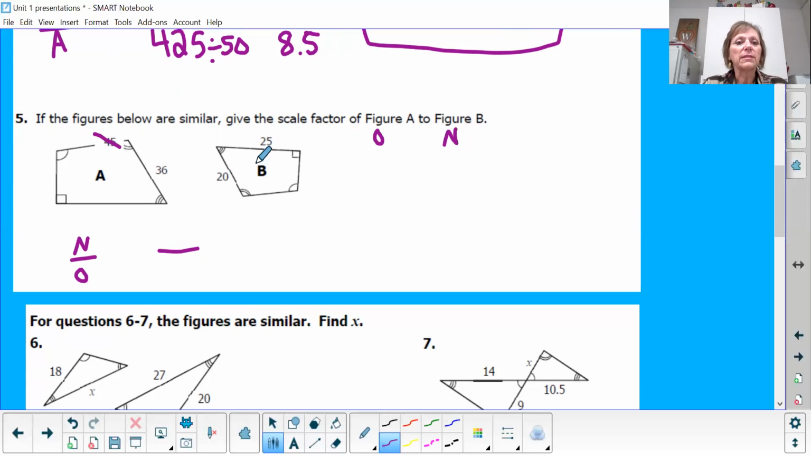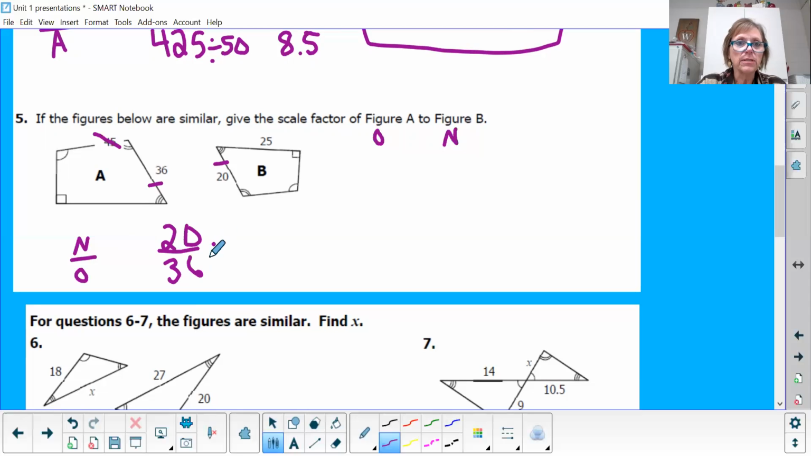Okay, so let's look at this. From 2 to 3, hang on, let me get on my glasses. It's hard to see for me. Okay, from 2 to 3 is 36, and over here from 2 to 3 is 20. So I know those go together. The new goes on top. New is figure B, so 20. And the old figure number goes on bottom, 36.